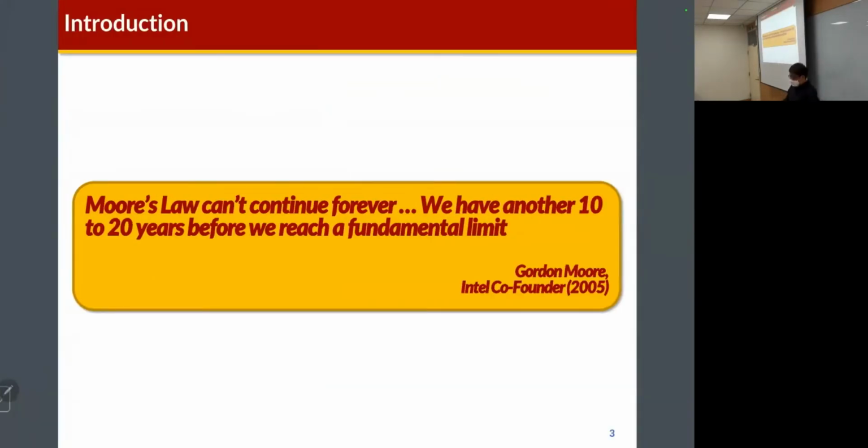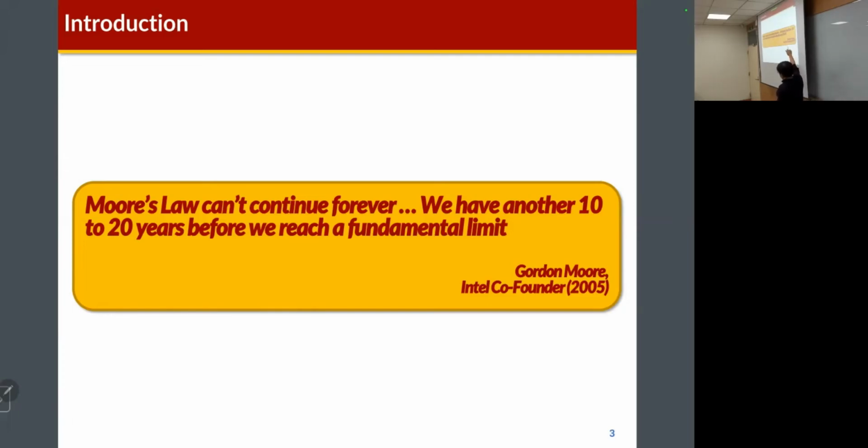So this slide shows Moore's law. It's a comment that I said Moore's law is ending recently. Actually, Moore's law is an empirical law.